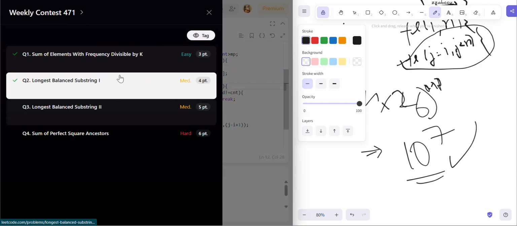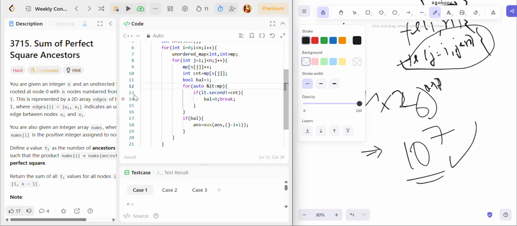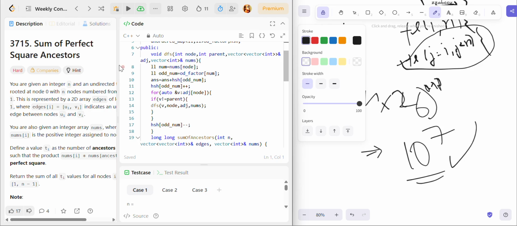Now the third problem I haven't solved. The fourth problem I did after the contest.